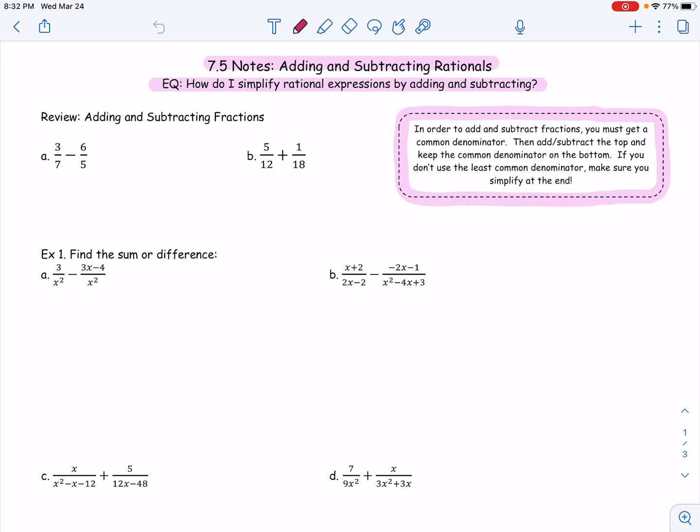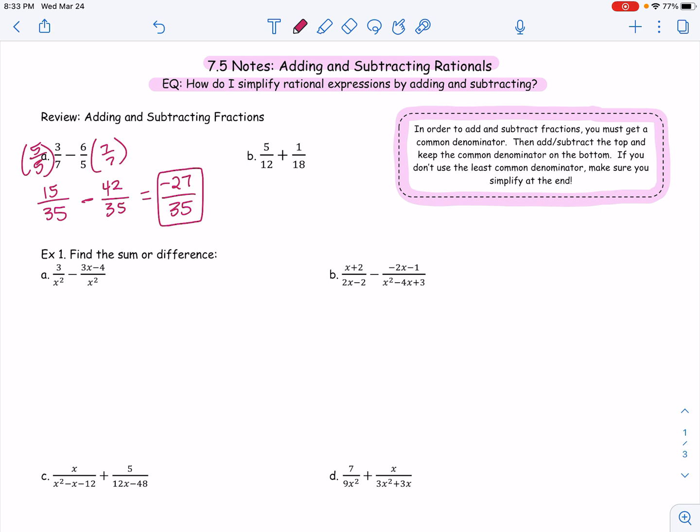And so in doing that, we're going to get 15/35 minus 42/35. And so now that they have the same denominator, it will stay the same, and we just subtract our numerators. 15 minus 42 is negative 27. This fraction cannot be simplified because we did use the least common denominator. And so this is our final answer.